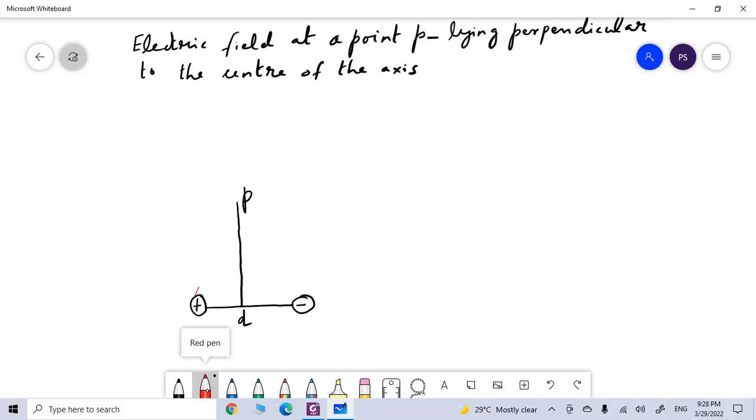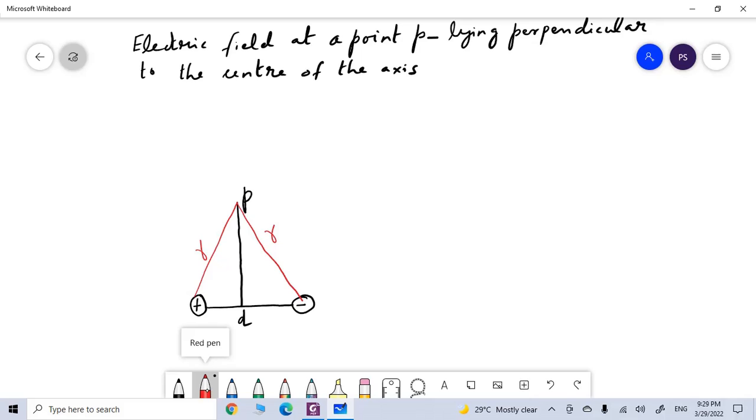So we will draw two lines. This line connects P with the positive charge. This line connects P with the negative charge. Now let's say that the distance between this point P and the positive charge is R. Let us assume that the same distance R separates the point P and the negative charge.